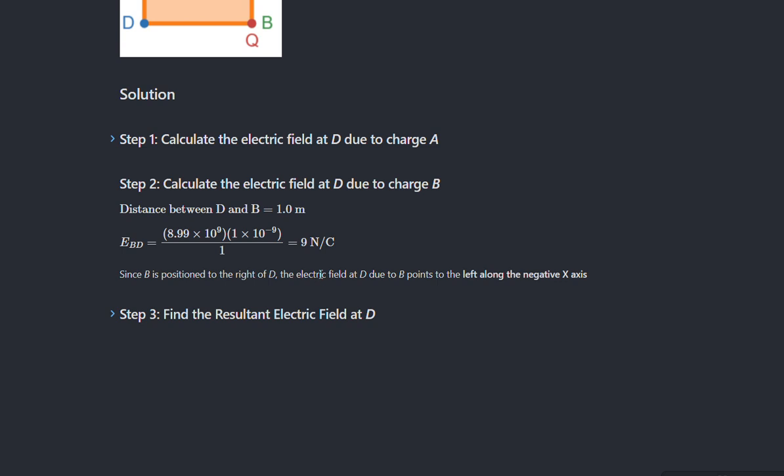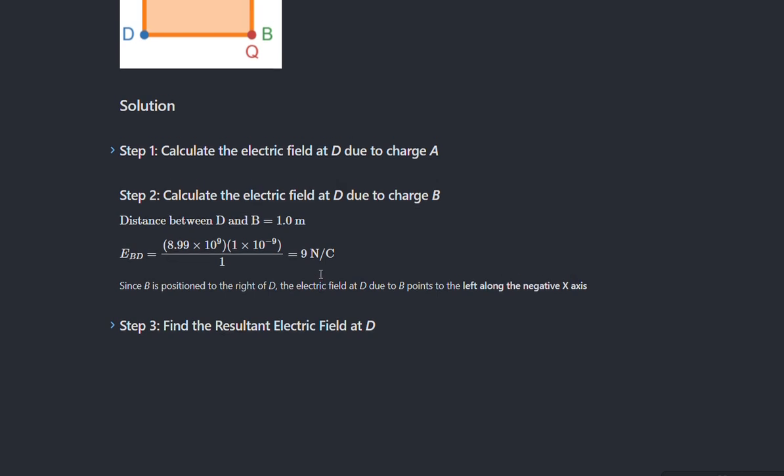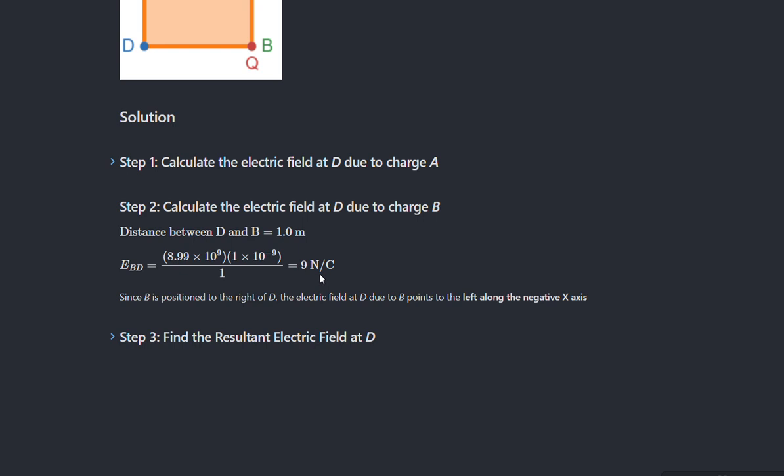Since D is positioned to the right of B, the electric field at D due to B will be along the left axis. And remember, since the charge is positive, the field points away from the charge. So it will be pointing to the left. So now we know EBD is 9 nanocoulombs to the left.